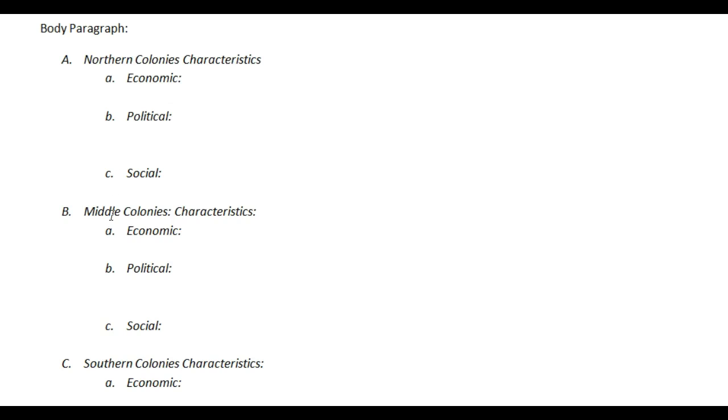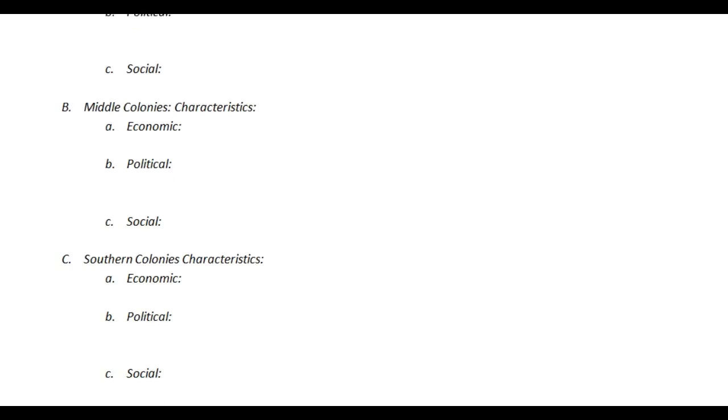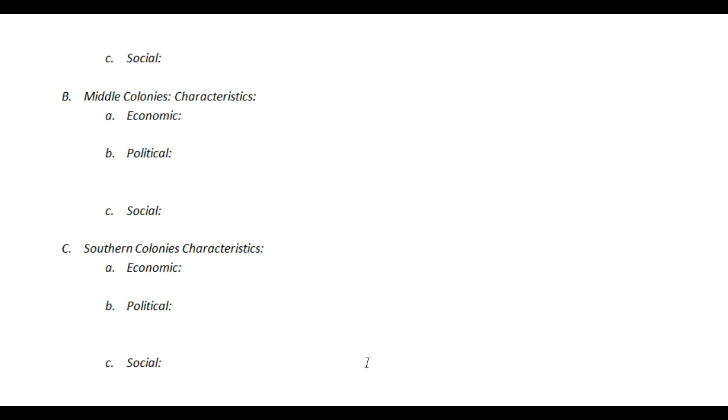Then you'll move on to the middle colonies, and again, explain the economic, political, and social characteristics of those middle colonies before moving on to the southern colonies, where again, you will explain the economic, political, and social characteristics of those southern colonies. Now remember, this is just the outline, so you can use shorthand. You do not need to use complete sentences in the outline.